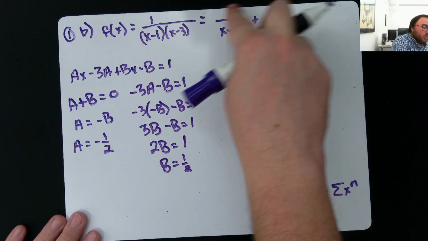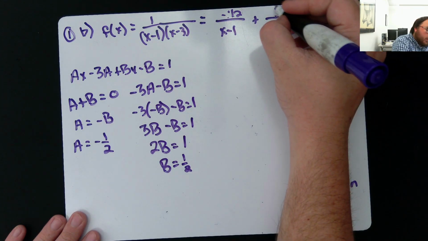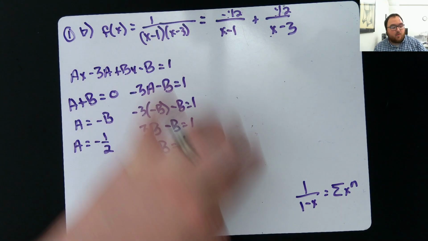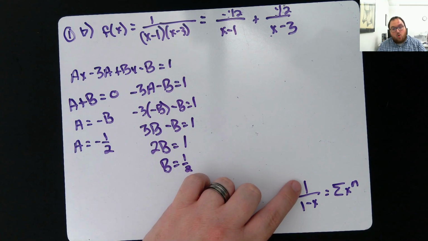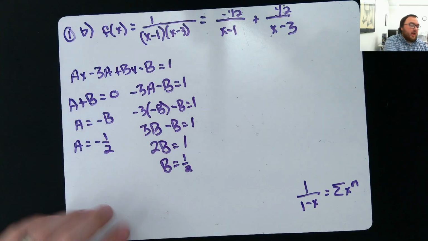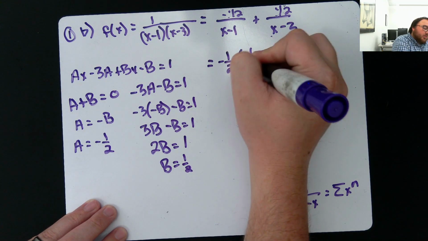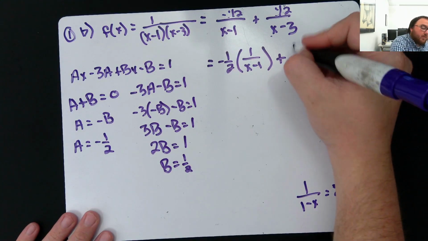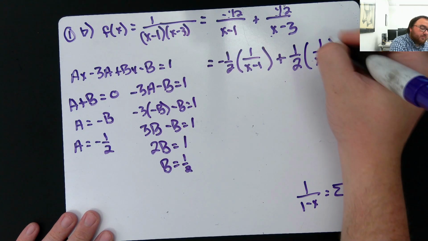So negative 1/2 plus 1/2, like that. And now the idea again is that I want them to look like this. So on top, I just want a 1. I have negative 1/2 there, so factor out a negative 1/2 times 1 over x minus 1 plus, same thing again, factor out 1/2 times 1 over x minus 3.